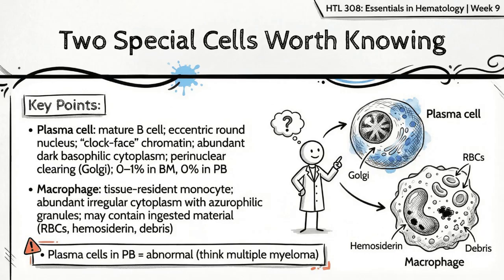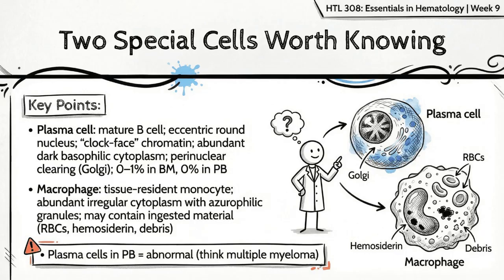They have a distinct look, an eccentric nucleus with coarse, clumped chromatin, often described as a clock face pattern, and abundant, deeply basophilic cytoplasm with a clear area near the nucleus, which is the Golgi apparatus. This prominent Golgi apparatus is indicative of their high metabolic activity in synthesizing and secreting large quantities of antibodies.